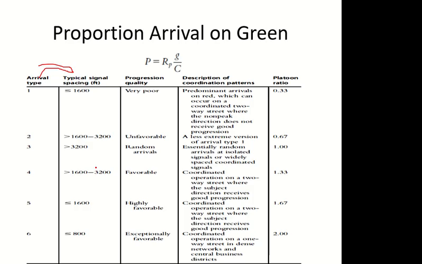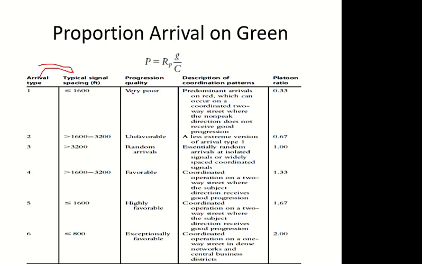In the uncoordinated case, we don't have anything less than 1600. We don't have this range, less than 800. For the coordinated case, we have the extra value of 800 here. But as I said, you need to focus on these two things. 1, 2, 3 means uncoordinated, 4, 5, 6 means coordinated, and then you see the distance, and based upon that you will take your platoon ratio.